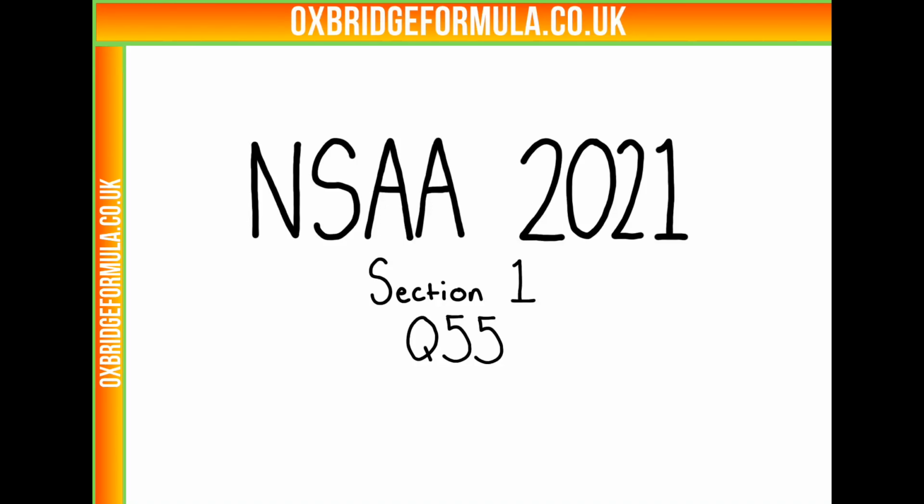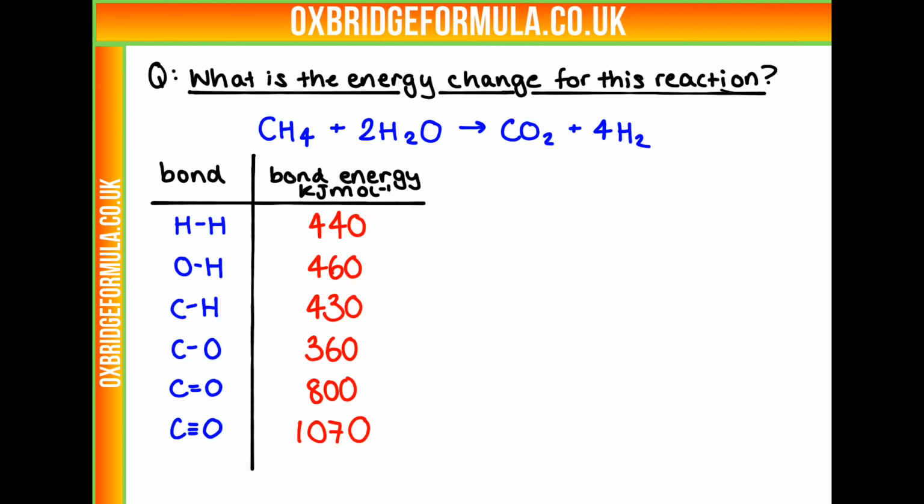This is NSAA 2021, Section 1, Question 55. So this question gives us a reaction. We have methane plus water going to carbon dioxide and hydrogen. We also have this table filled with different bonds and the relative bond energies associated with them. And we have to find out what is the energy change for this reaction.